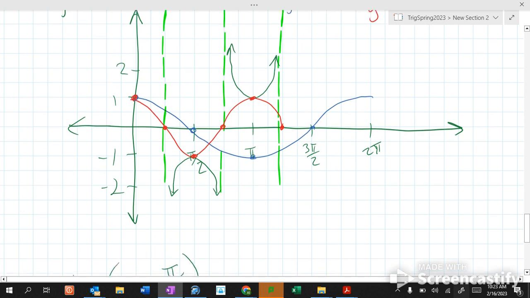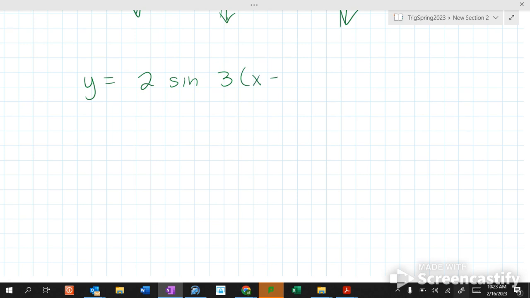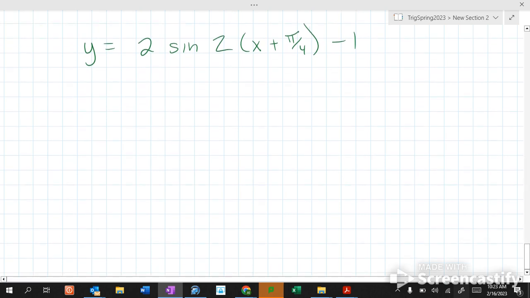Okay? And then your last problems, and I'm only going to do one of these, will be like this. 2 sine of 3 times x minus pi over 4. Let's go plus pi over 4 minus 1. I don't want a 3. Let's go with 2. There we go. Okay? You're going to look like that.